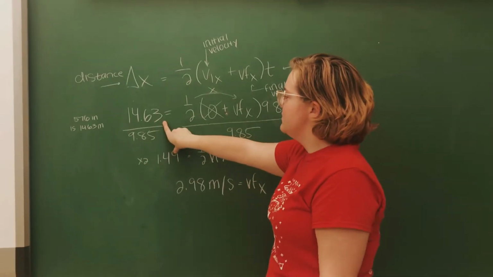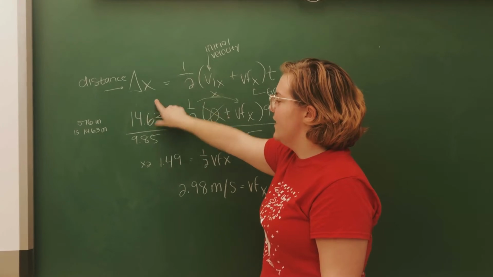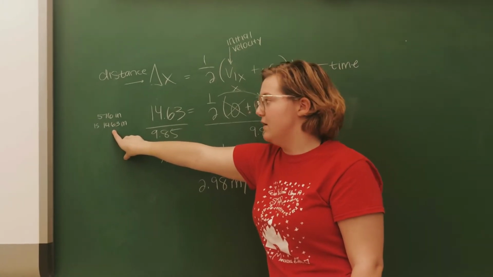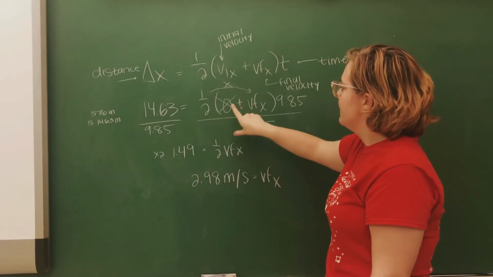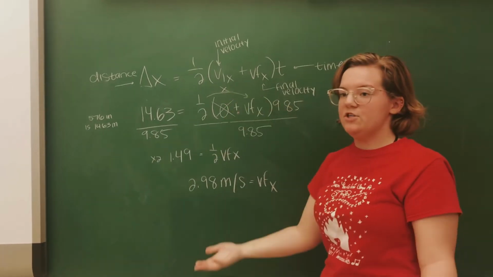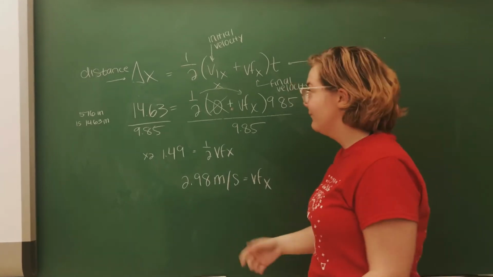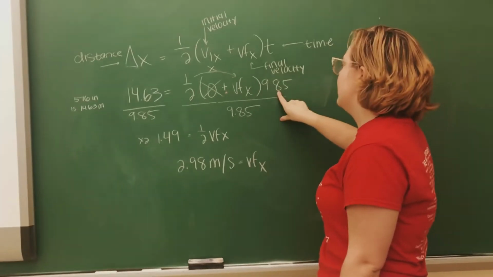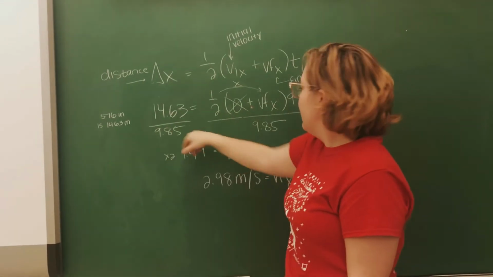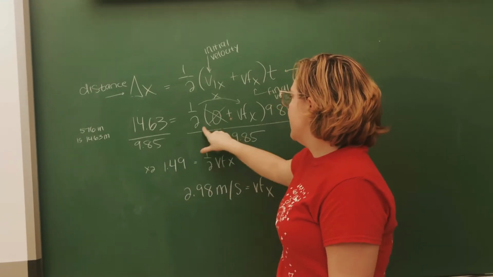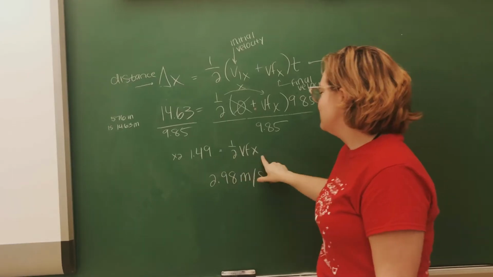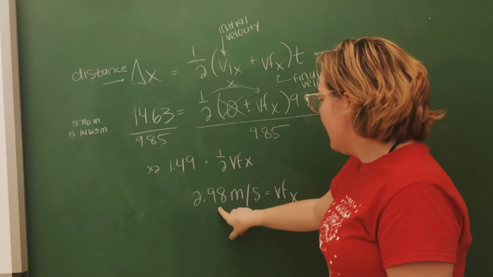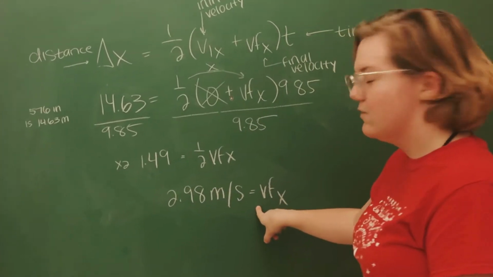I filled in 14.63 for the distance, delta x, because I know that 576 inches is 14.63 meters. Left the half. 0 is her initial velocity because she's not going anywhere, so it's 0, plus the vfx, which I'm still looking for, times the time, which is 9.85 seconds. I divided by the 9.85 so I could just have half vfx. I times by 2, divided by a half, but I hate dividing by fractions, which gives me 2.98 meters per second as her final velocity.